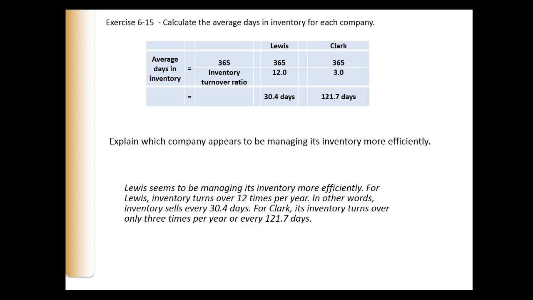Now the average days in inventory, if we take 365 divided by 12, it means Lewis's are in inventory for an average of 30.4 days. Clark is in inventory an average of 121.7 days. So it looks as though Lewis is managing its inventory the most efficiently because it's being turned over 12 times versus Clark's 3 times.